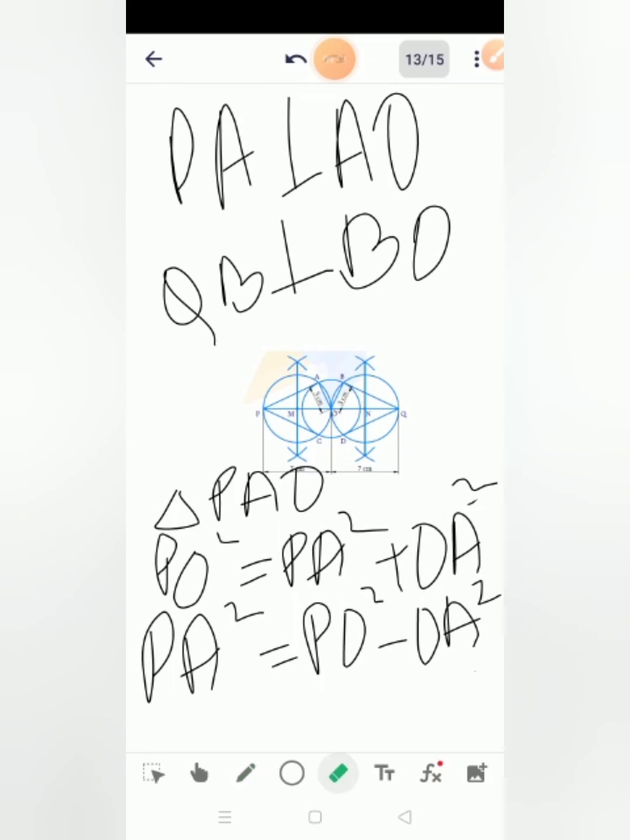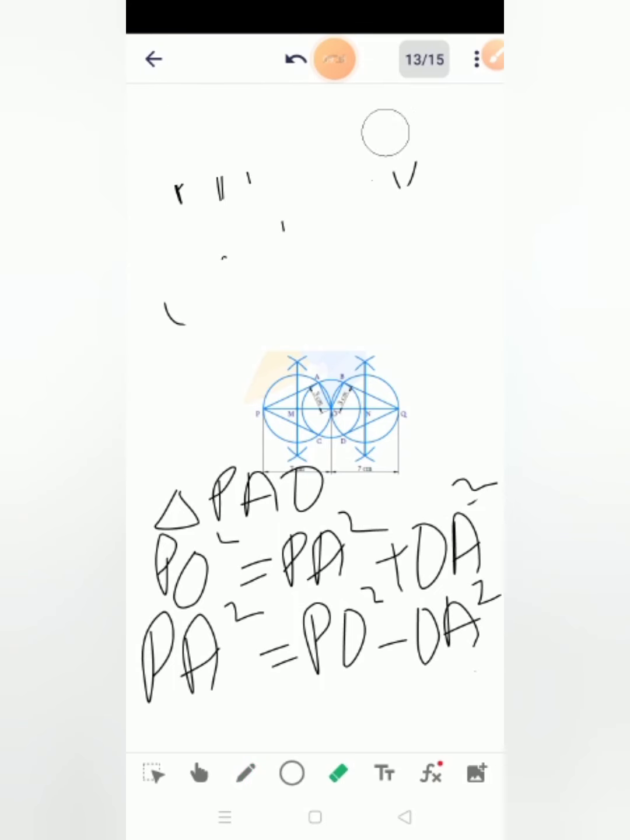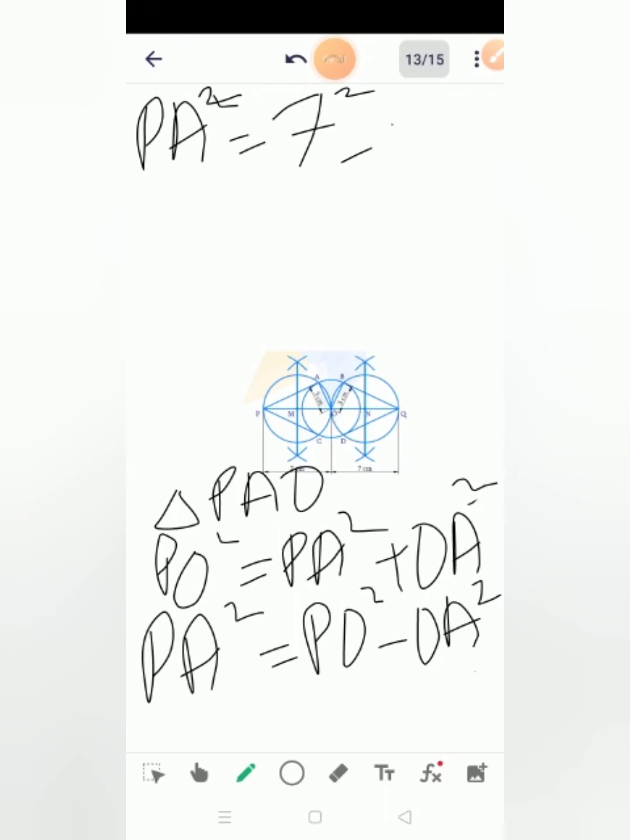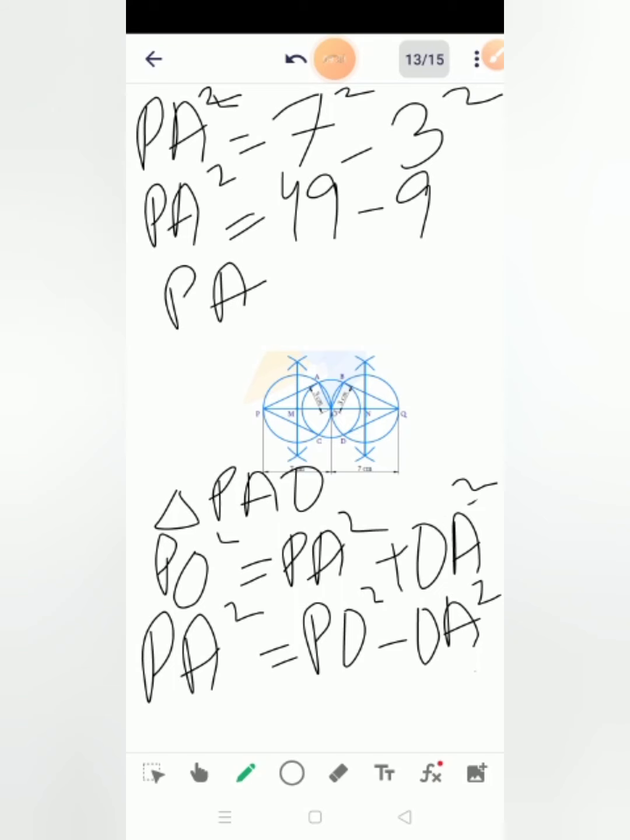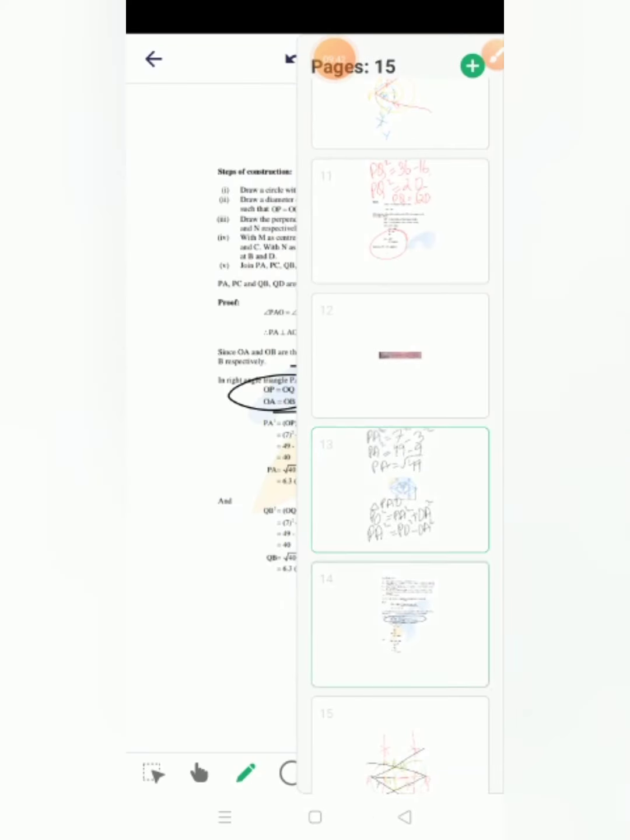Right, let me do it above here. You can see here, right? Now PA square would be equal to PO square minus OA square. What's the measure of PO? It's 7 centimeter, so 7 square minus OA is 3 centimeter, 3 square. So PA square will be equal to 7 sevens are 49 minus 3 threes are 9. I got PA equal to root over 49. Is it fine?